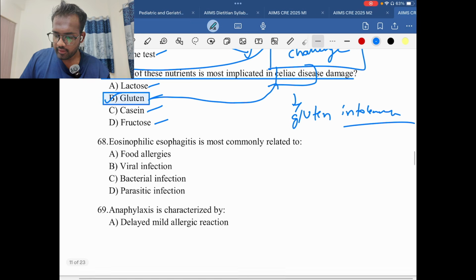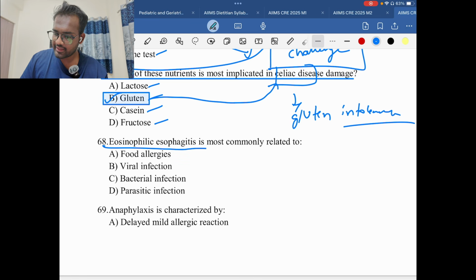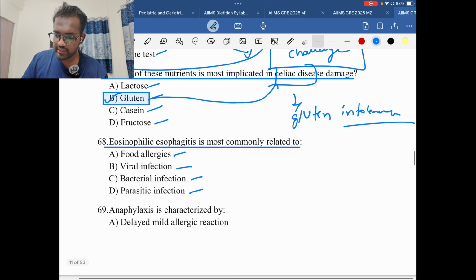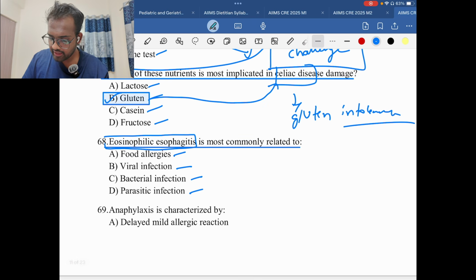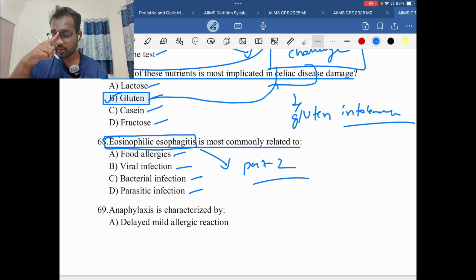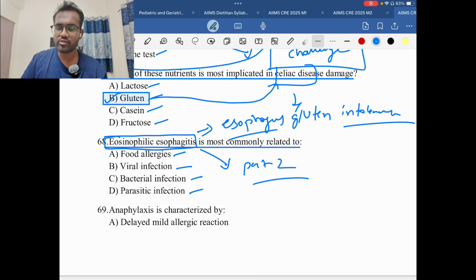Question number 68. Eosinophilic esophagitis is most commonly related to food allergies, viral infections, bacterial infections, or parasitic infections. About eosinophilic esophagitis, I have explained in detail in part 2 of my marathon series. You can just go and watch it. There I have explained in detail what the types of allergy reactions are and what eosinophilic esophagitis is. But here I will go a little briefer for you. Eosinophilic esophagitis is an infection, or an allergic reaction that happens in the esophagus. Okay, it happens in the esophagus region.